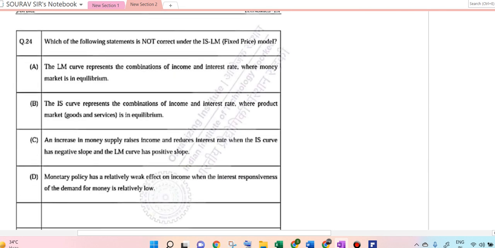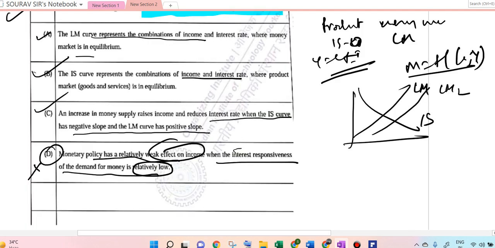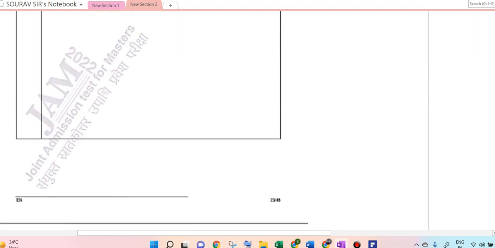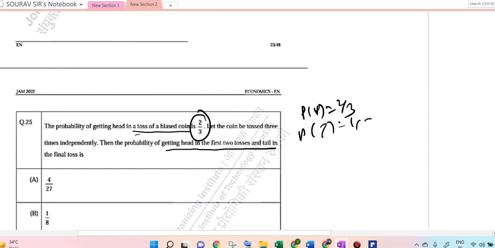After 24 we reach 25. Now in 25, the probability of getting a head on a biased coin is 2 by 3. Let the coin be tossed 3 times. What is the probability of getting heads in the first 2 tosses and a tail in the final one? The coin is biased, the probability of head is 2/3, so the probability of tail is 1/3.